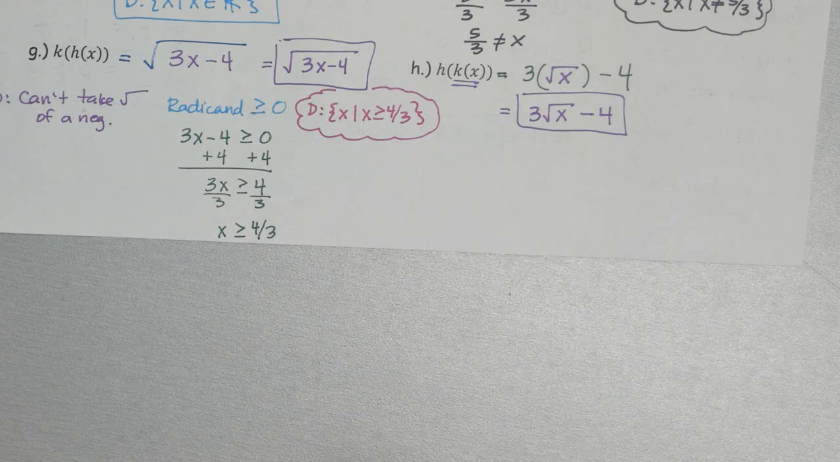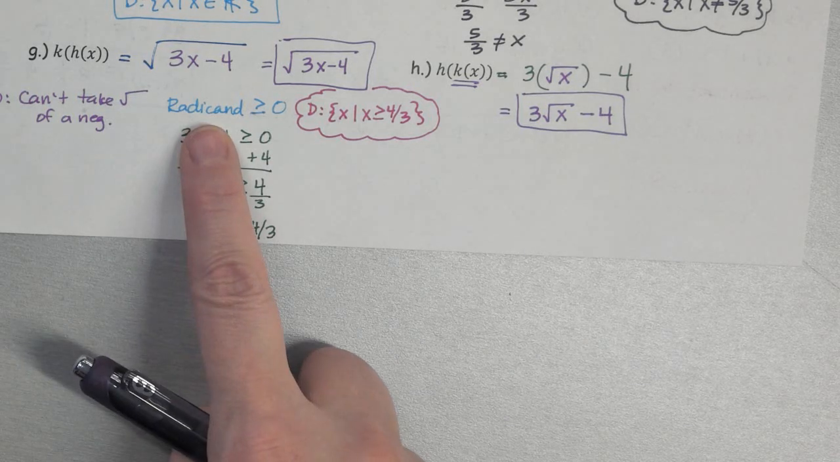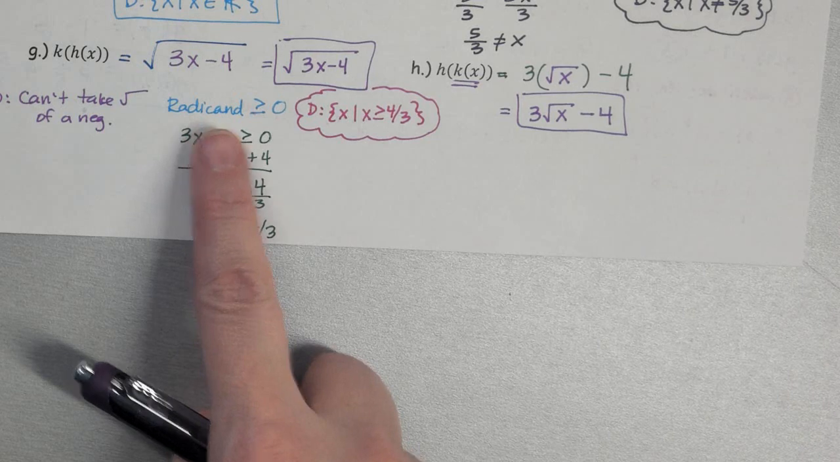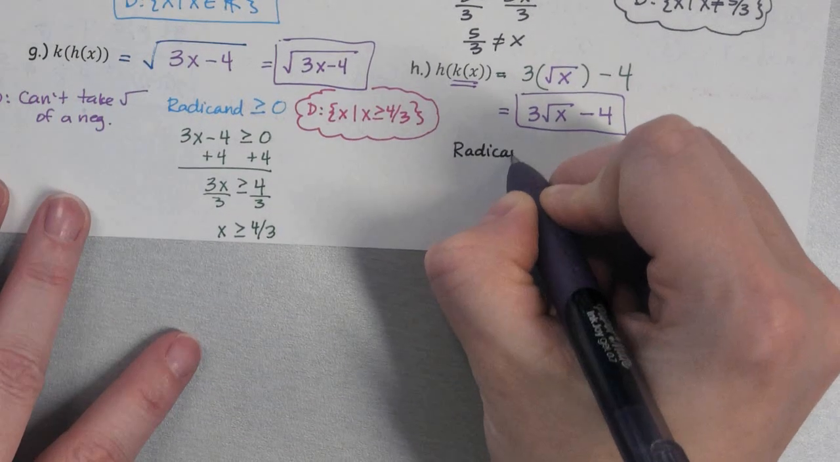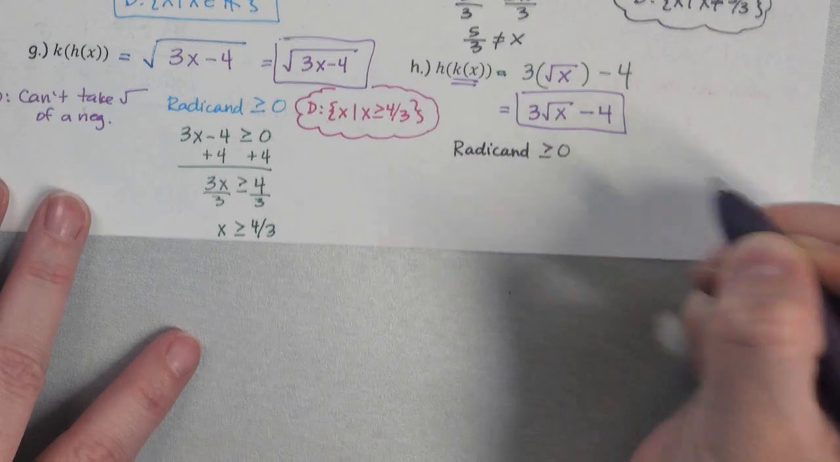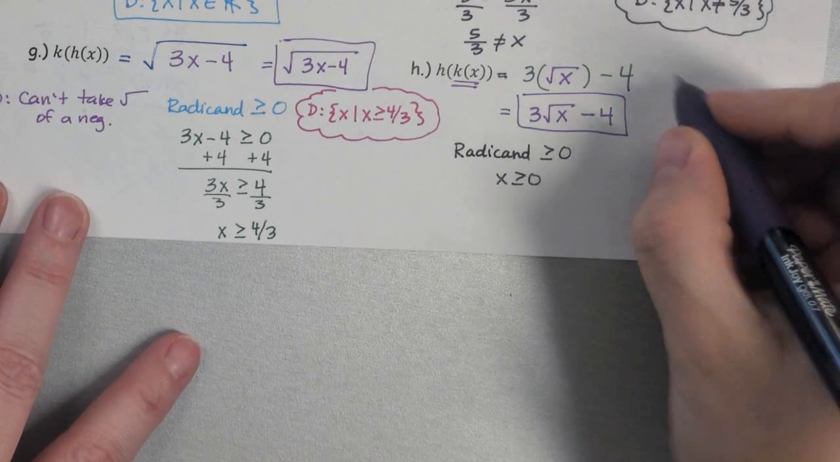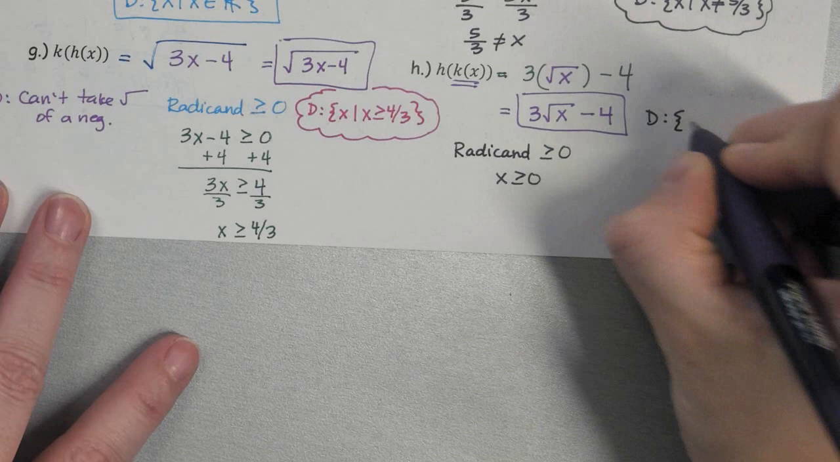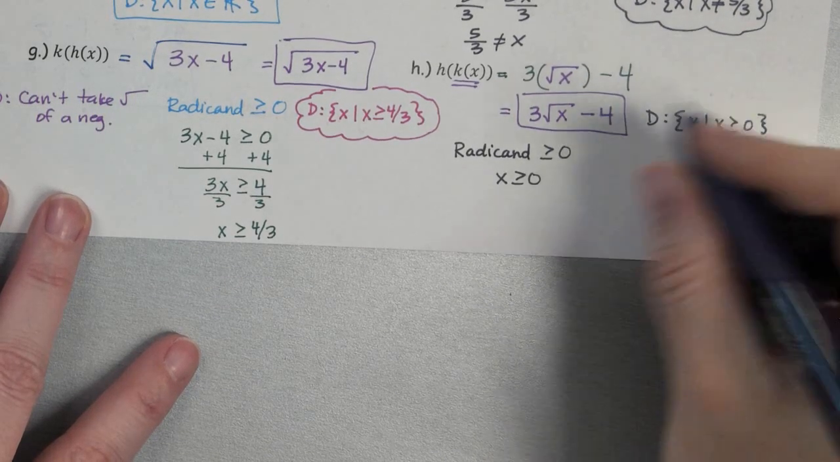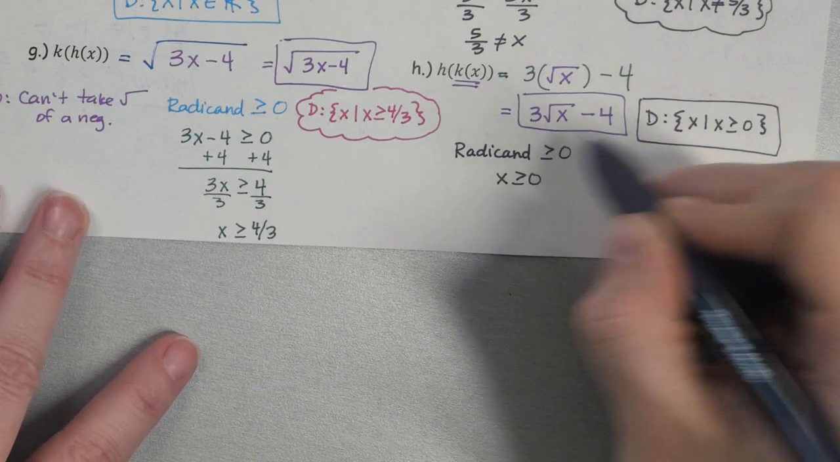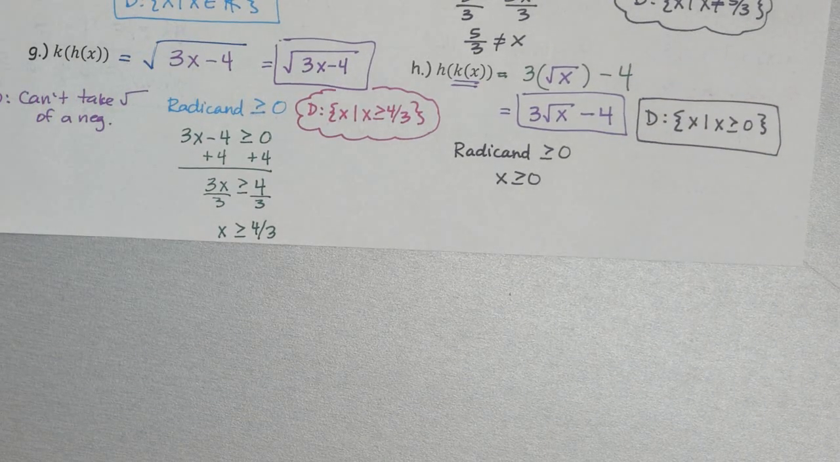Okay, now for the domain, it's the same thing, where you take the radicand and you set it greater than or equal to 0. So what is the value underneath the radical? Just x. So it's just x is greater than or equal to 0, and that's how you're going to put it in your domain. X such that x is greater than or equal to 0. Anytime you just have x underneath, that is what you will have.